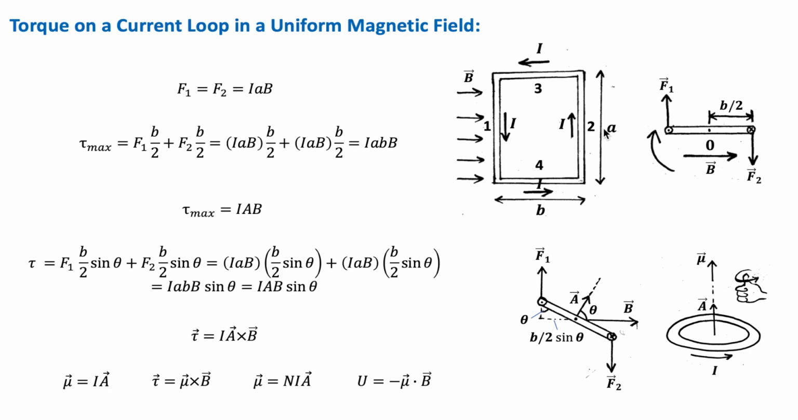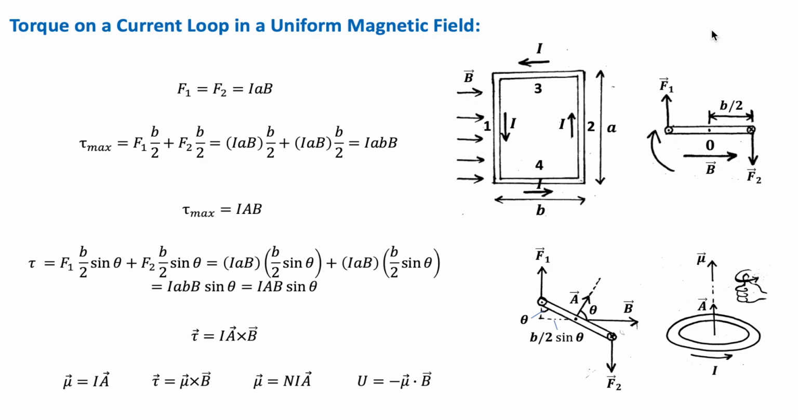So let's consider a rectangular loop carrying a current I and placed in a uniform external magnetic field B directed to the right in the plane of the loop. So the magnetic force on sides 3 and 4 is 0 because the wires are parallel to the field. But for sides 1 and 2, because the wires are perpendicular to the field, the force on side 1 is equal to that on side 2 in magnitude, equal to IAB. And the direction of F1 is out of the screen and F2 is into the screen.